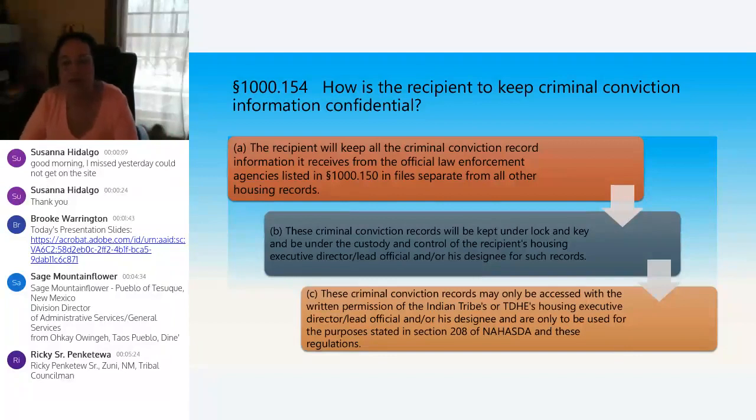You'll keep all conviction record information it receives from your law enforcement agencies in files separate from all of your other housing records. So my deputy director, she wasn't the one that had those. I had access as the executive director, and the most closed-lipped person on my staff. You would have had to use a crowbar to get any information out of her. She had that information. And you need to put that in writing in your meeting minutes, who the other person is. The criminal conviction records will be kept under lock and key under the custody and control of the recipient's housing executive director, lead official, or his designee for such records. So she kept the files under lock and key. I would make the decisions most often, but she was the keeper of the records, so those criminal conviction records can only be accessed with the written permission of the tribe or the tribe's TDHE.